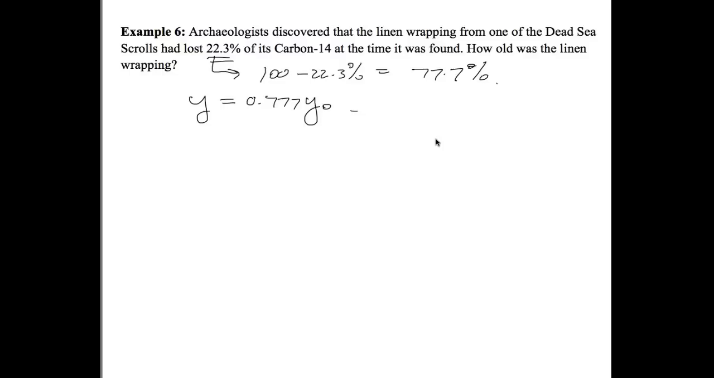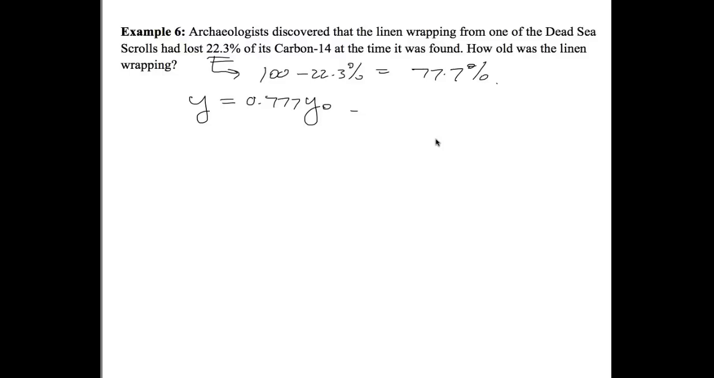Let's suppose then archaeologists discovered that the linen wrapping from one of the Dead Sea Scrolls had lost 22.3% of its carbon-14. So lost 22.3%, so what's 100 minus 22.3%? Well, that would be 77.7%. So in other words, our amount is going to be equal to 0.777 of our original amount, because there's 77.7% left.